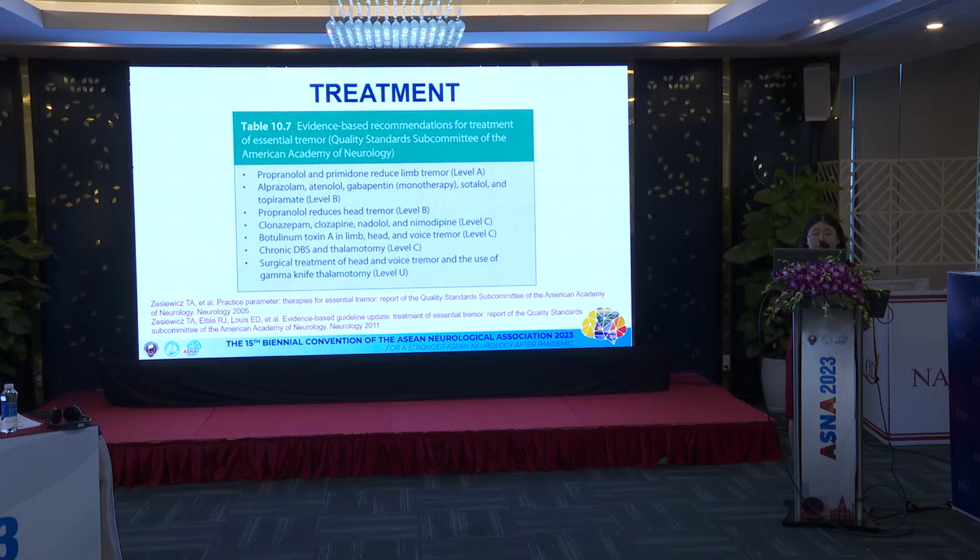Propranolol and primidone were classified at level A in treating limb tremor. Alprazolam, atenolol, gabapentin, sotalol, and topiramate were classified at level B. Propranolol was classified at level B in treating head tremor. Clonazepam, clozapine, nadolol, and nifedipine were classified at level C. Botulinum A in limb, head, and voice tremor was classified at level C.